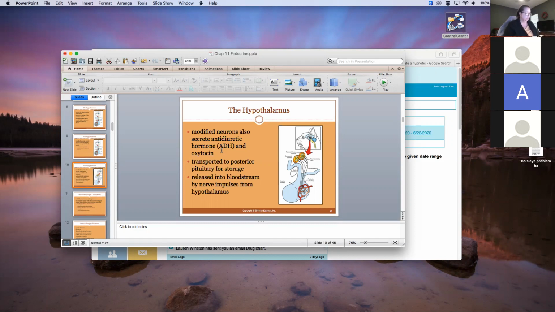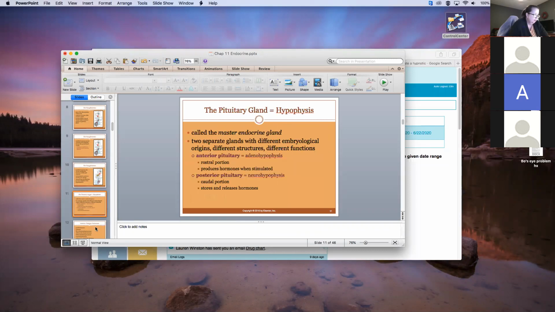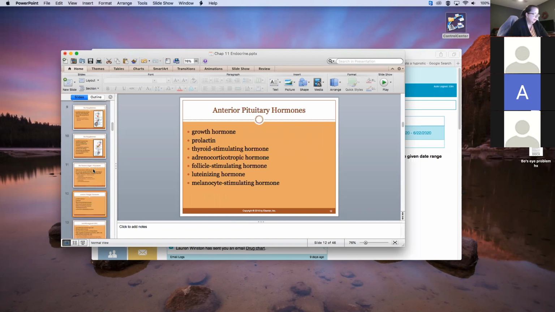Now, it said on number 9, the question, be able to identify the following hormones and their function. Okay, for number 9, this is basically pertaining to slide number 12. So number 9 pertains to slide number 12. And these are all produced by the anterior pituitary. So they're produced and released from the anterior.